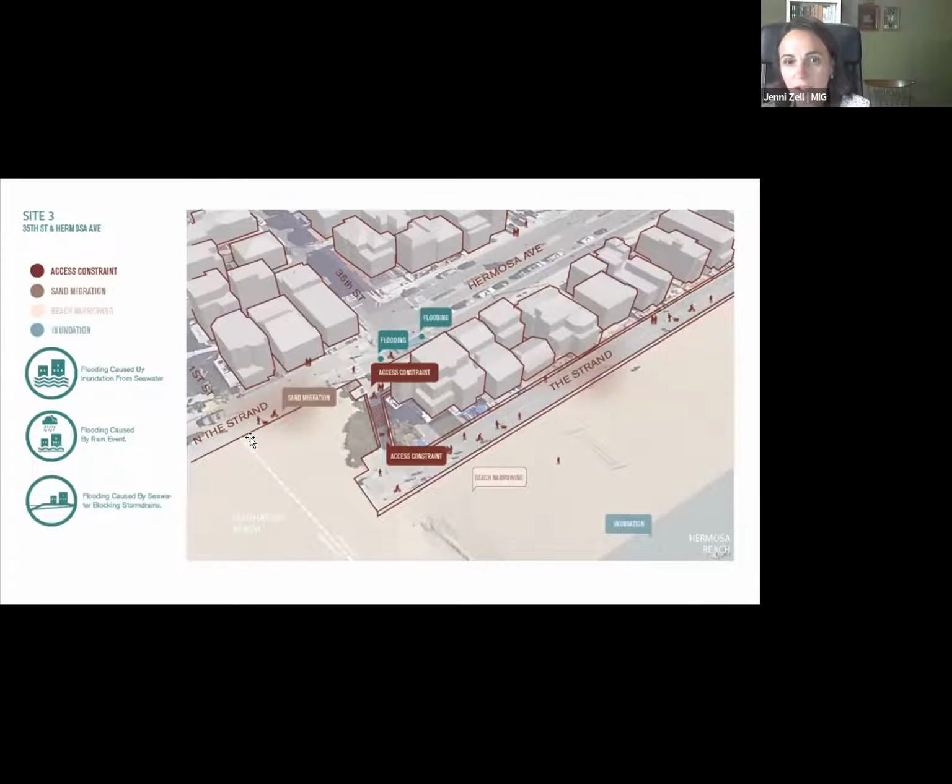We have a couple of challenges here with sand migrating onto the bike path, creating safety hazards. We have some challenges with beach narrowing and different sea level rise scenarios. And certainly we all know about these access constraints here.